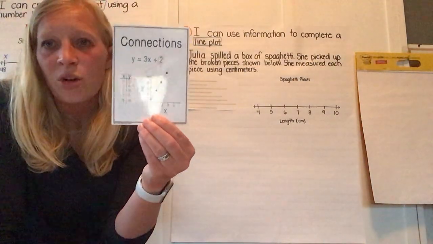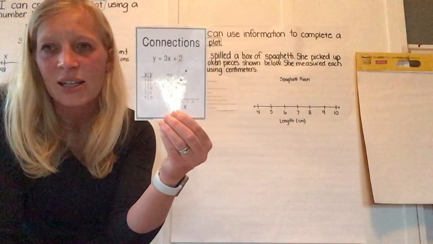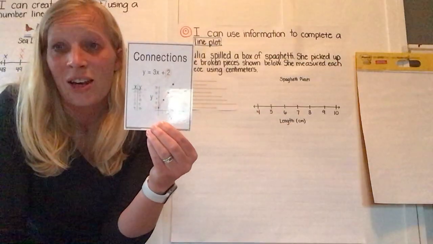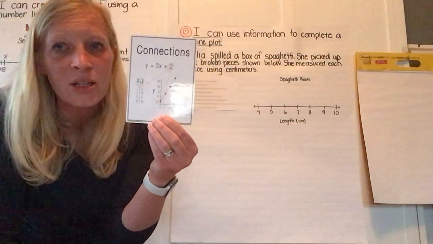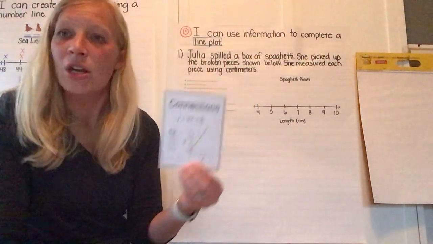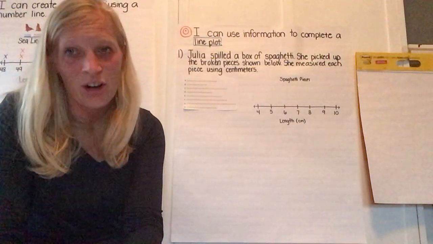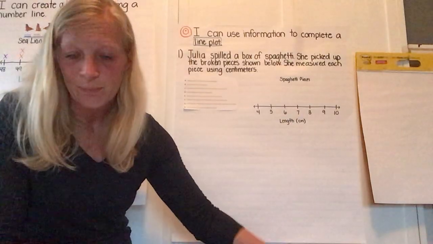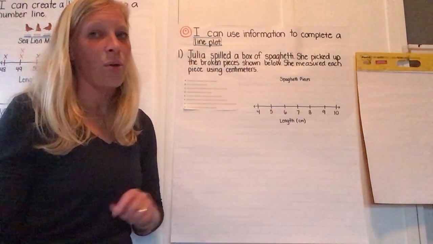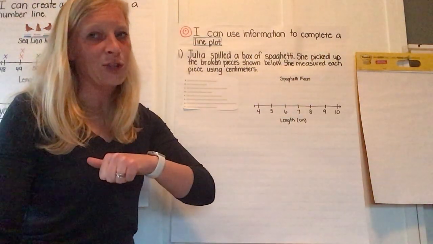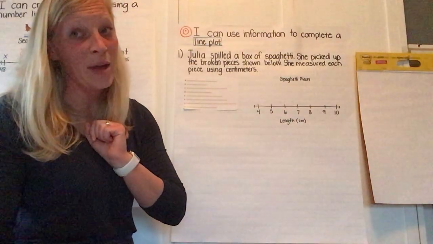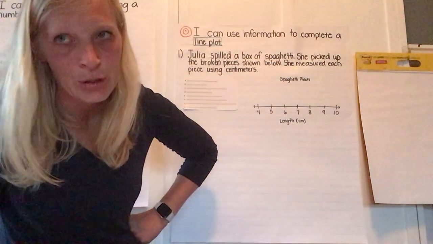Next thing we're going to do, we're going to make some connections between our information or our measurements to our line plot, so that we know what each of those X's represents on our line plot by looking at our data or our information, okay? So just like with our sea lions from yesterday, we have a picture to look at, but there's no measurements on here.